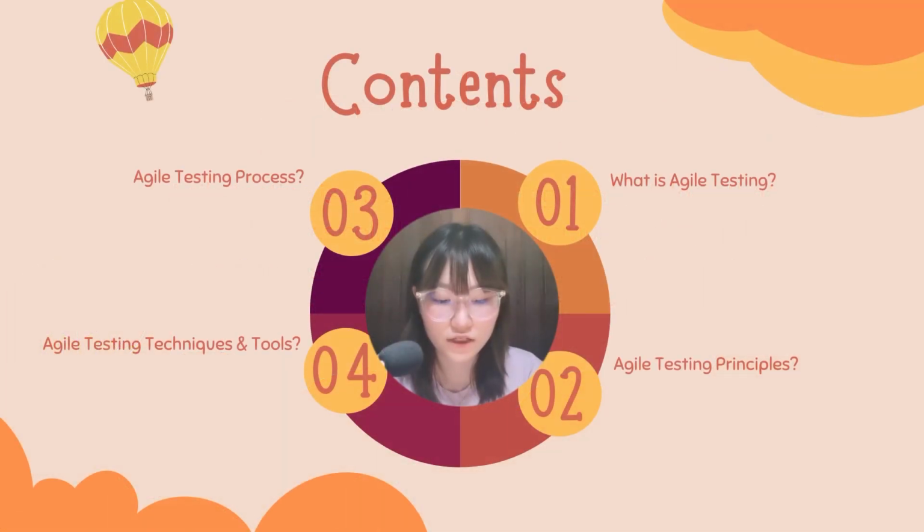Content number 1, what is Agile Testing? Content number 2, Agile Testing Principles. Content number 3, Agile Testing Process. And the last is Agile Testing Technology and Tools.